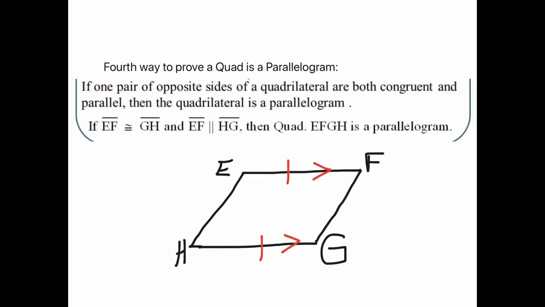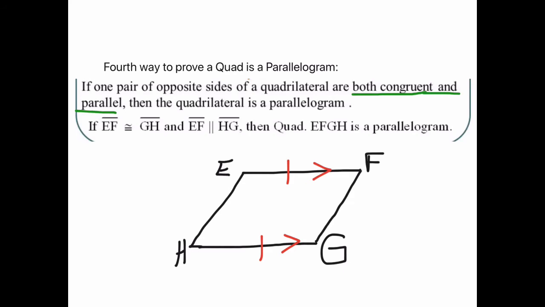And the fourth and last way that you can prove that a quadrilateral is a parallelogram in this lesson is that if you have one pair of opposite sides of a quadrilateral that are both congruent and parallel, then you can prove that that quadrilateral is a parallelogram. So in this case, you don't need to have both pairs being congruent or both pairs being parallel. Instead, you need one pair of opposite sides that are both congruent and parallel.